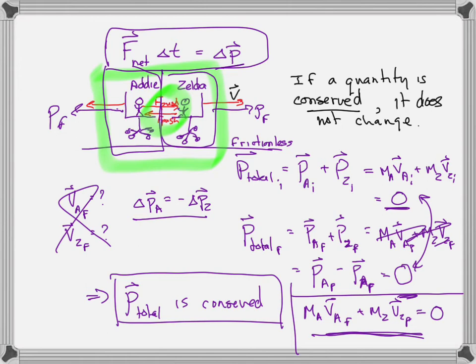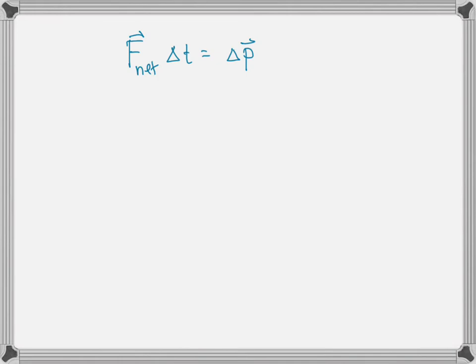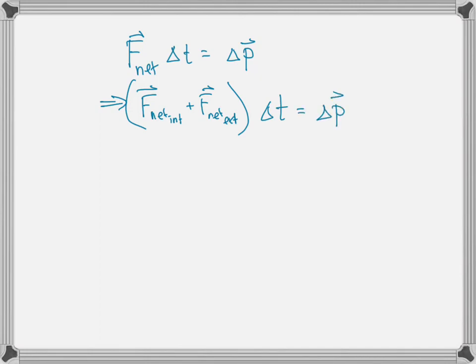They add to zero. Let's be a little clearer here. Take the equation that we started with, and we can just break up the net force. Some of the forces are going to be internal, and some of the forces are going to be external. Those are the only two choices, internal or external. There's nothing else. So the net force is the internal net force plus the external net force. And then we can say the internal net force must always be zero. Internal forces in a system must always be zero. Why? Because of Newton's third law.